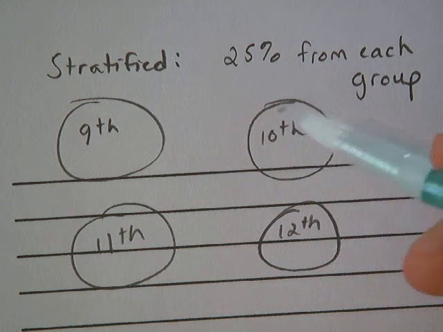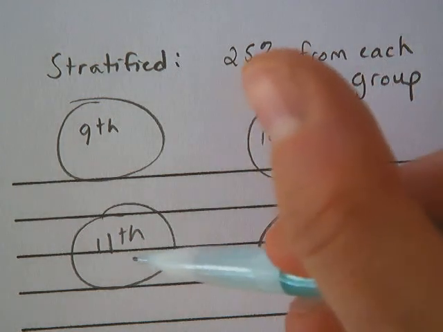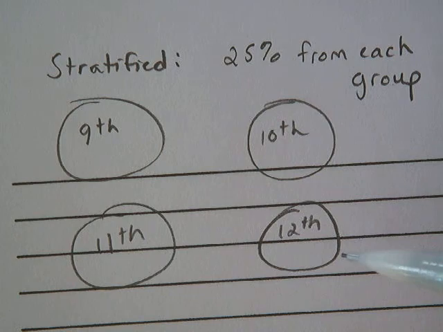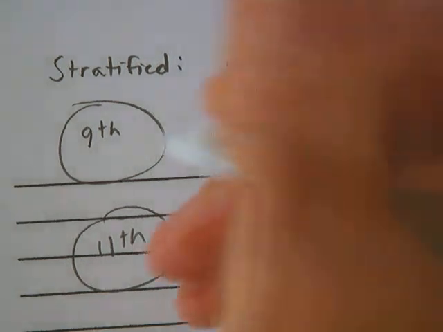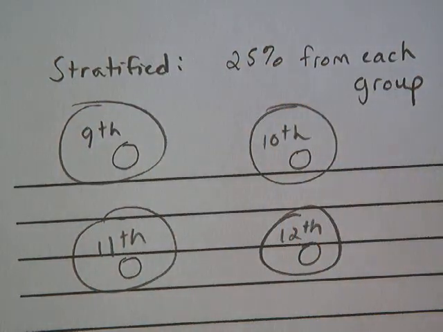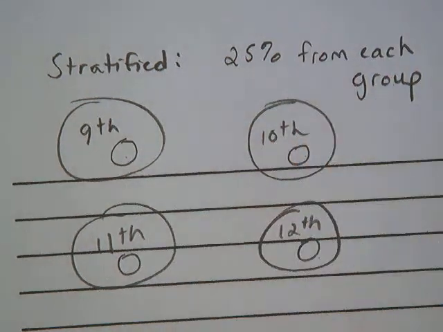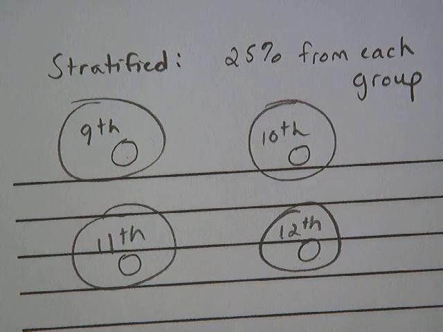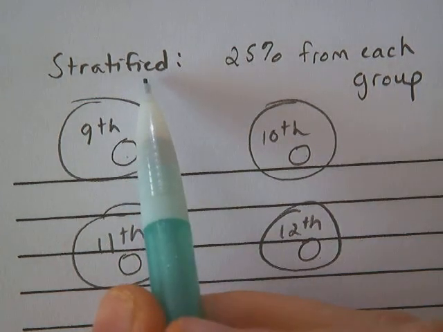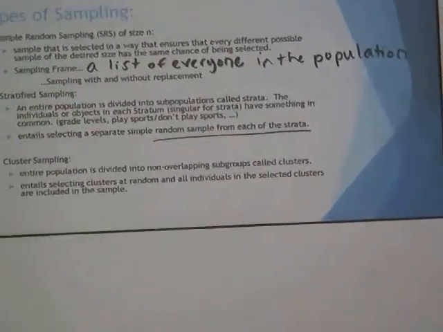And then I'm going to choose 25% of however many 10th graders there are, 25% of the 11th graders, 25% of the 12th graders. And so the way that you can think about stratified is you're choosing a smaller group out of each one. That's a way to think about it: I'm choosing a certain percentage out of each group. So with stratified, you're separating them into groups, and you're choosing a small group of people out of each of those groups. All right, so that's stratified.